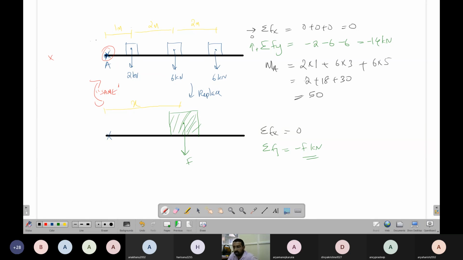Okay. Now summation of moment about A, same thing. What is that? Force into distance. Now what I will do? I have to equate these two. I also have to equate these two. Then the resultant systems are equal, because forces are equal and moments are equal. Okay, so let's equate forces.